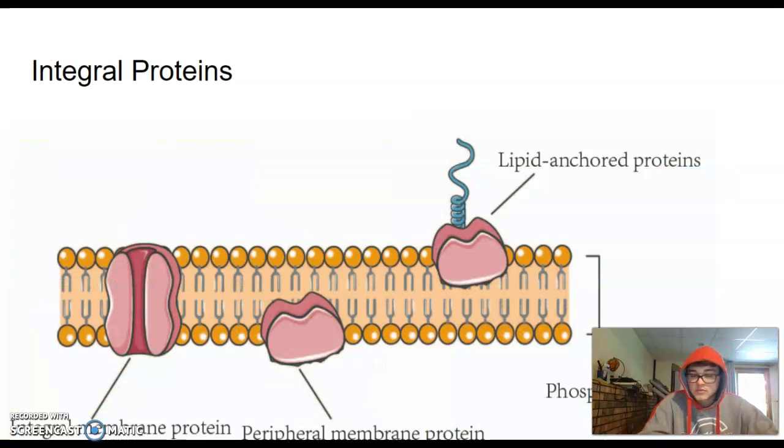Integral proteins was also something that came up a lot. They form the channel of movement of substances in and out of cells, and this is seen within potassium and sodium channels. And basically, potassium and sodium are able to pass through integral protein channels, or integral membrane proteins, and are able to pass in and out of cells.